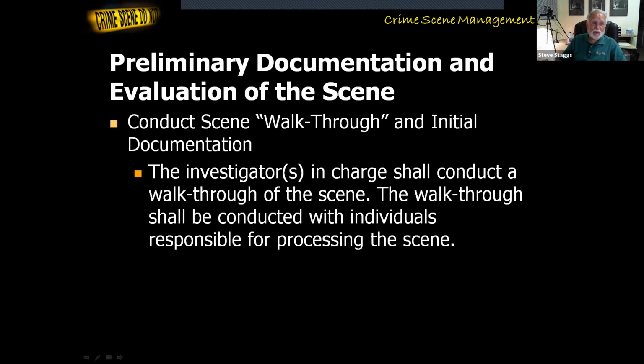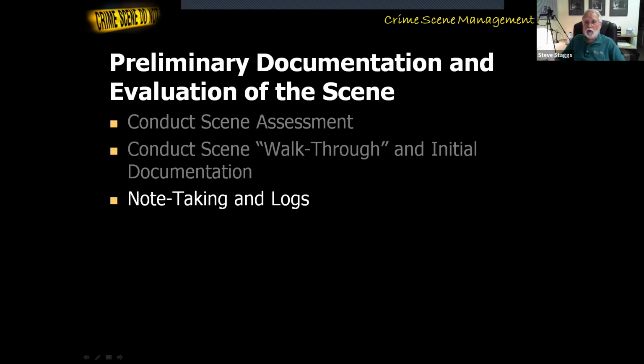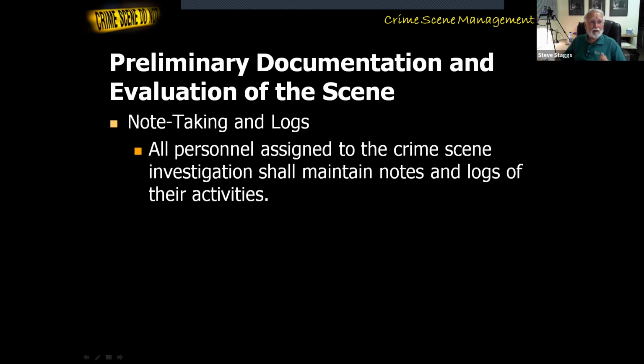As you're making those notes, as you first go through, you're recording things like what lights are on and off, what windows are open or closed, the curtains, the temperature, odors you notice. The 4th point here is note taking and logs. We do a lot of note taking. Keep in mind that note taking and logs are going to provide a permanent record of the crime scene activities.